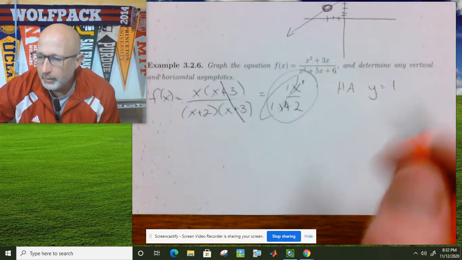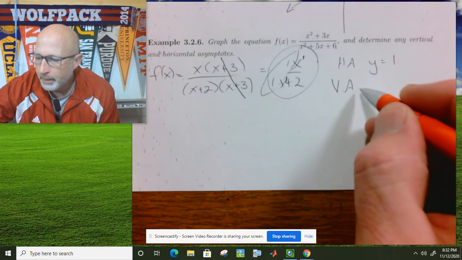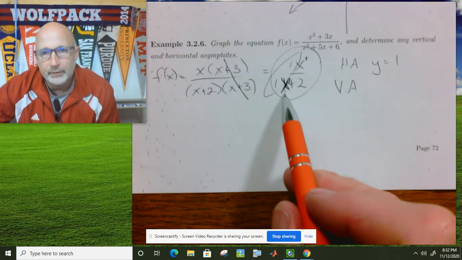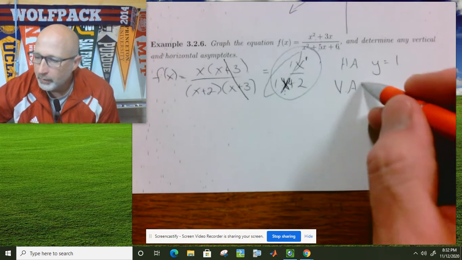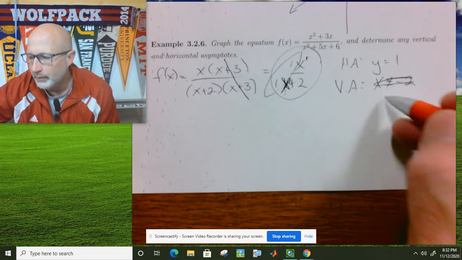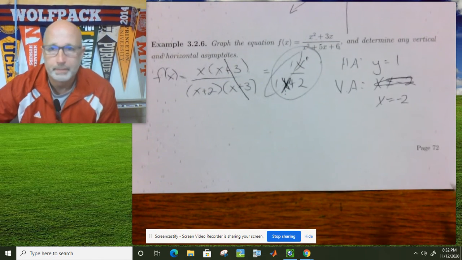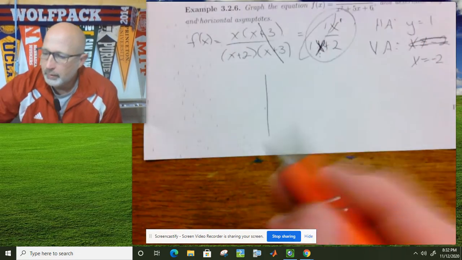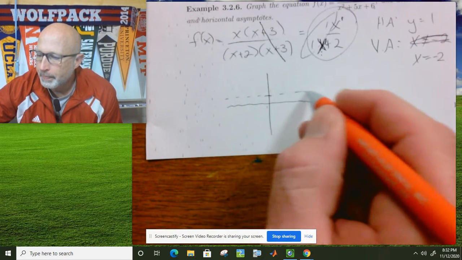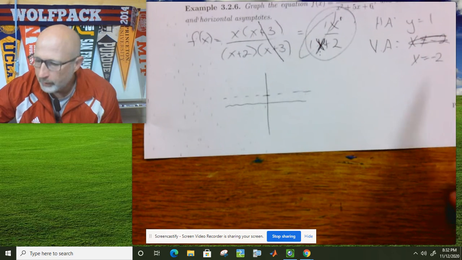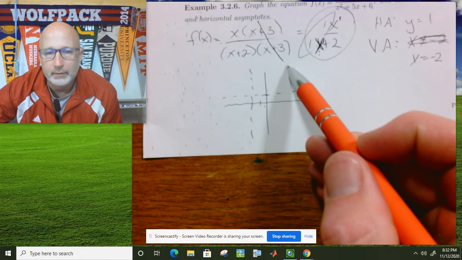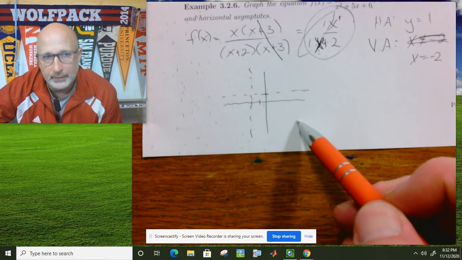Furthermore, I'm going to look here for the vertical asymptote. As you see, if you plug negative 2 into this, because this is x plus 2, it's going to make it equal to 0. So in other words, the vertical asymptote is x is equal to negative 2, because x cannot be equal to that. Okay, so once again, graph my horizontal asymptote of y is equal to 1. Graph my vertical asymptote of x equal to negative 2. So the graph is going to be down left and up right, or up left and down right.